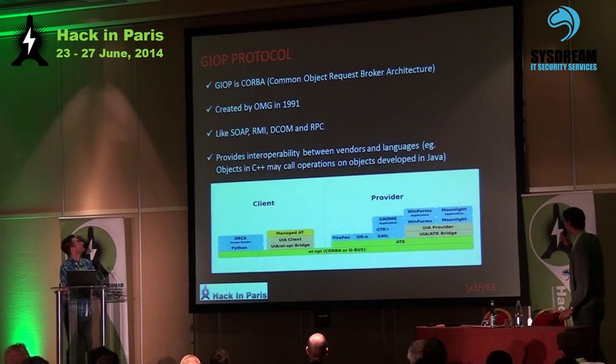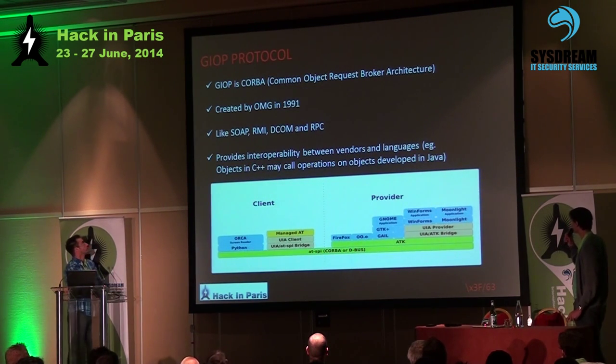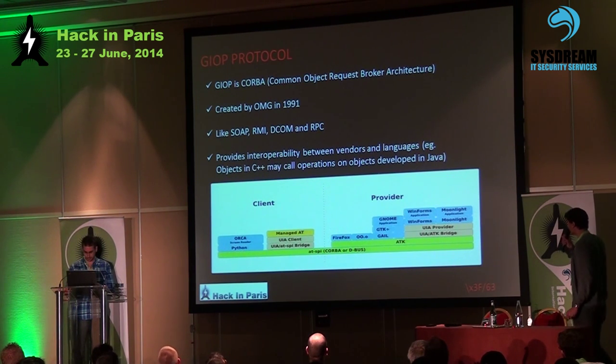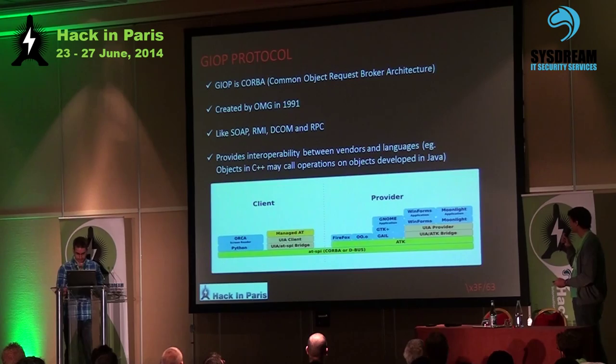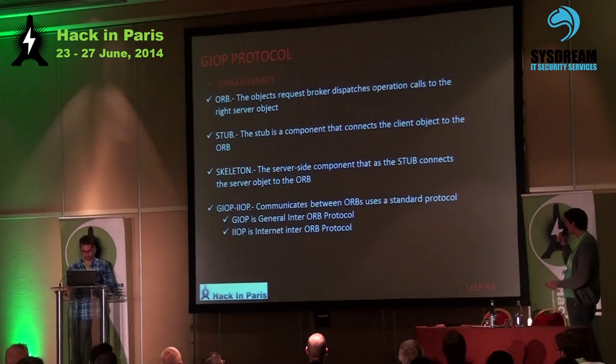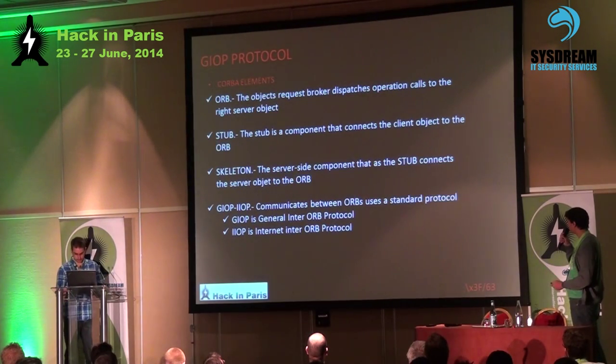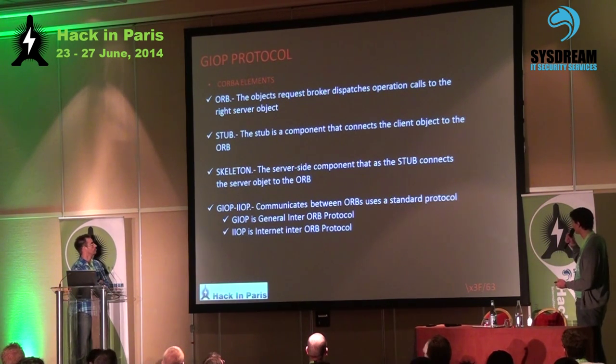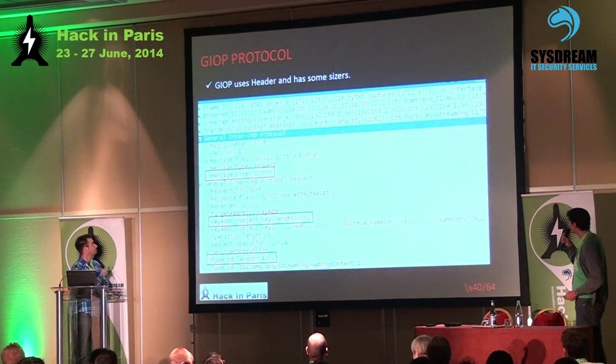Okay, as a summary, GIOP is CORBA, the Common Object Request Broker Architecture. It's created by OMG in 1991. It's a protocol like SOAP, RMI, or RPC, and it provides interoperability between vendors and languages, so you can call operations in C++ using an object developed in Java. It has many elements, as you can see, but we have to focus on this protocol because it's the protocol that Handy Backup uses.